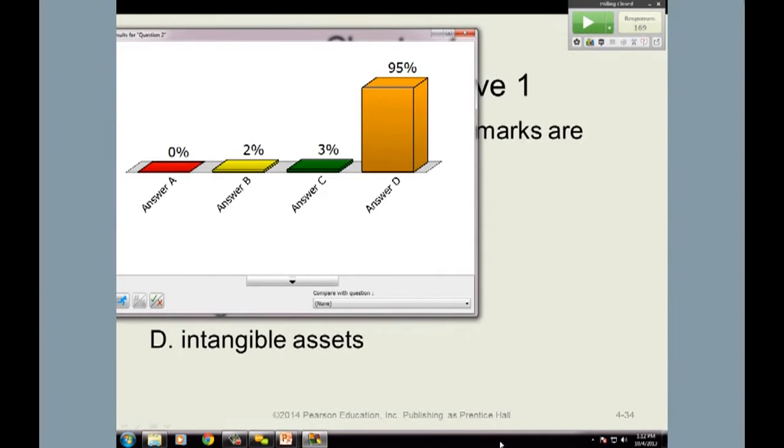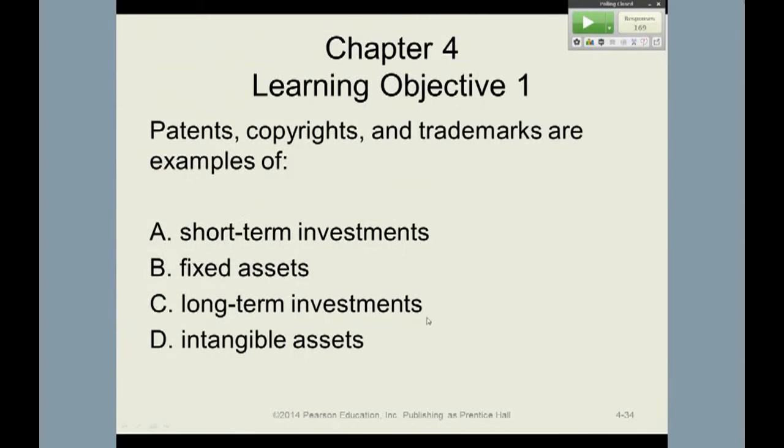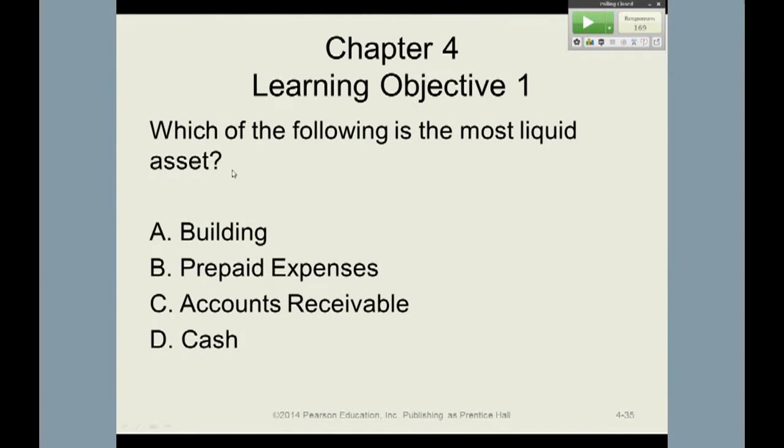All right, so everyone got that one right, almost. So the answer is intangible. So D, these are intangible assets. By definition, they're assets without physical substance, but they have value because of the rights that they confer on the holder. Okay. All right, now, I want to go over these next couple with you as well. This next one, of course, the most liquid asset, you really should know that's cash. All right, so the answer here is D.